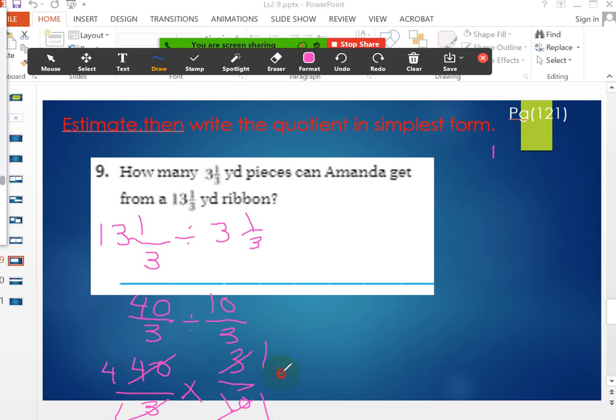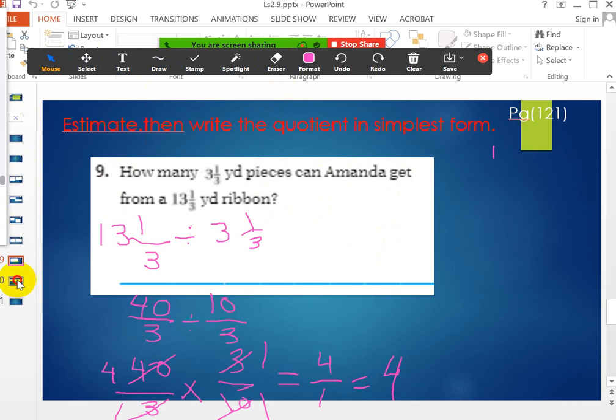4 multiply 1 equals 4 over 1, and it will be 4. Yes, that's right. This is 4 pieces. So Amanda will make 4 pieces of ribbon. Okay?